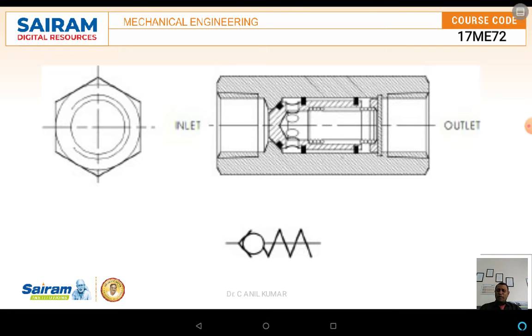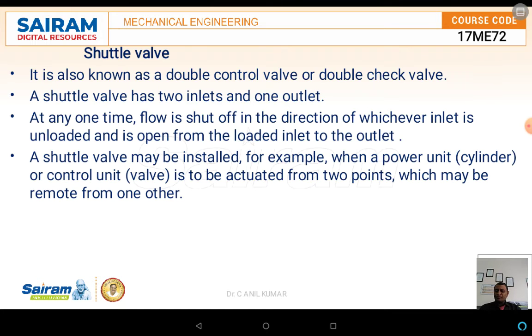Okay, the diagram. This is not a schematic diagram. This is the actual diagram, or a cut section diagram, of a check valve. But the symbolic representation of the check valve is also shown below.